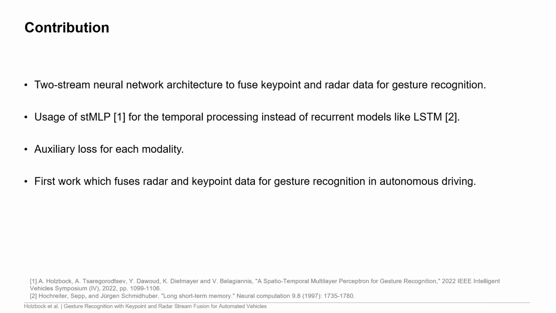The contribution of our paper is a two-stream neural network architecture for the fusion of keypoint and radar data for gesture recognition, using an STMLP for the temporal processing and an auxiliary loss during the training. We are the first to use radar and keypoint data for gesture recognition in autonomous driving.